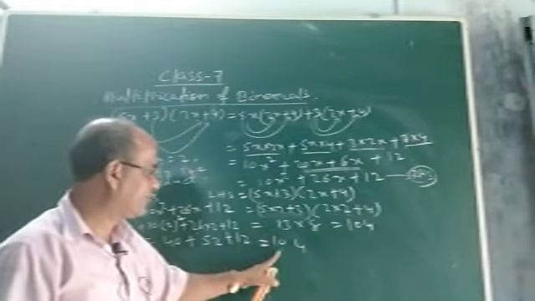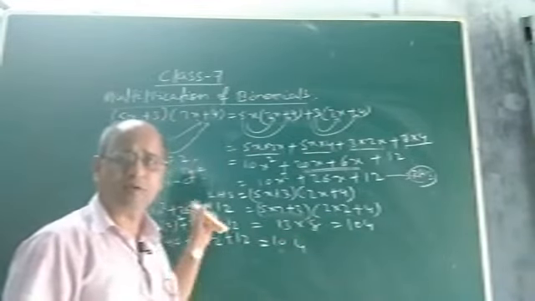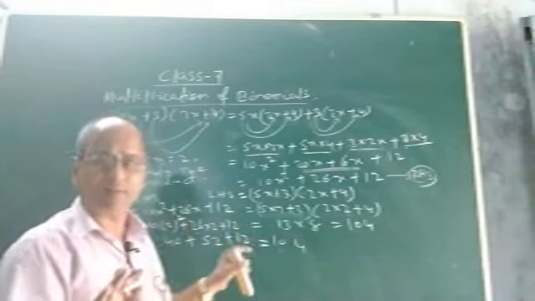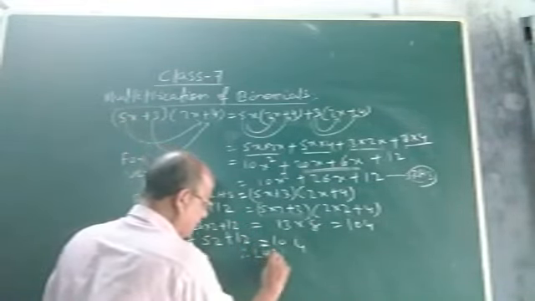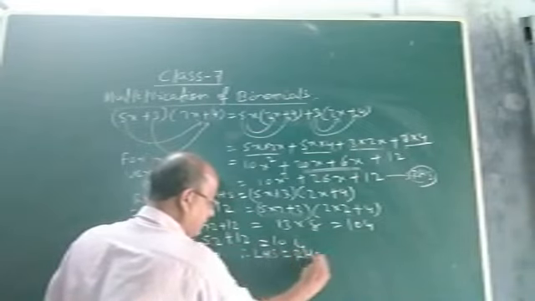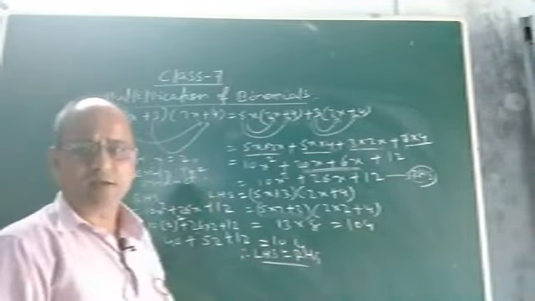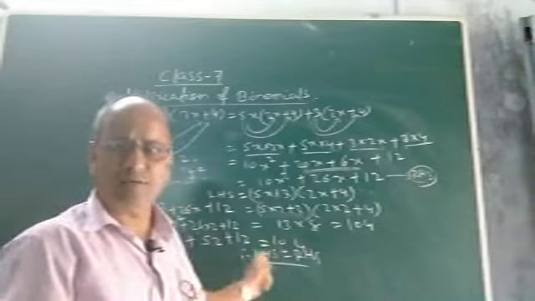That means here the value of LHS and RHS is same for x equal to 2. That means my multiplication is correct. So what will I conclude? I will conclude that left hand side equal to right hand side. Okay. So children, in this manner you will multiply two binomials and you will verify the product.